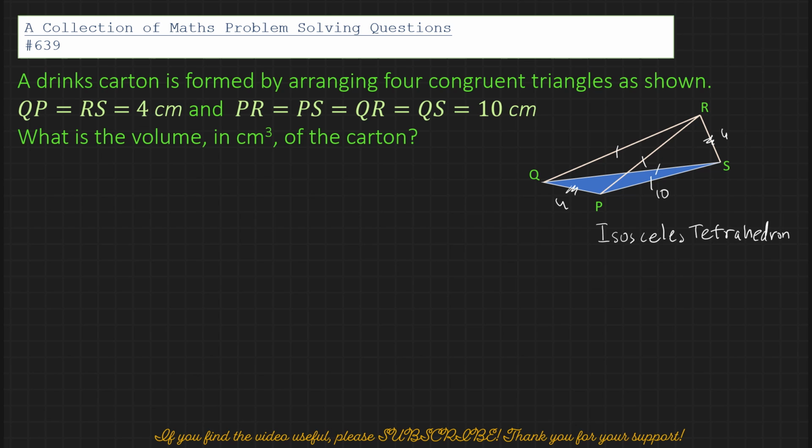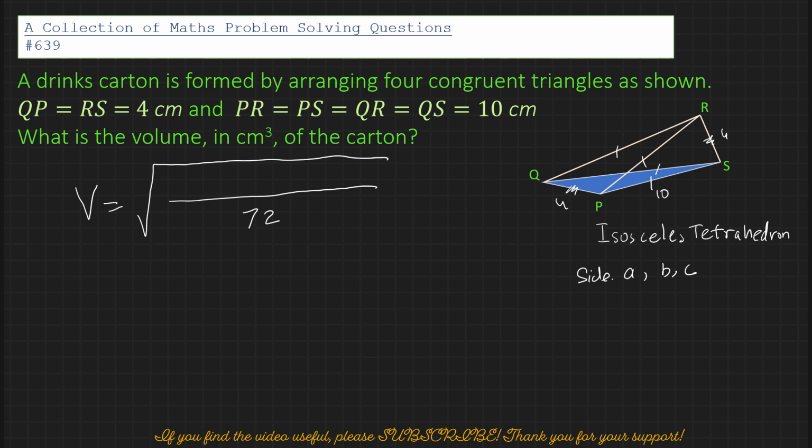Because this is an isosceles tetrahedron, it is a bit difficult to find the volume straight away. So I have a formula and I'm going to use that to find this volume. The formula is given by V equals, with the denominator as 72 and the numerator assuming that the three sides A, B, C are the side lengths. In our case, side A is 10, side B is 10 and side C is 4.